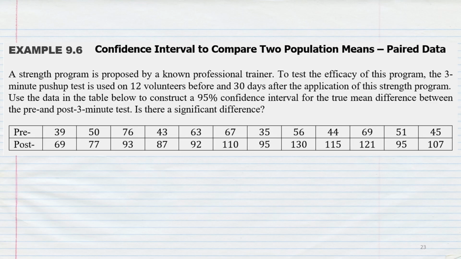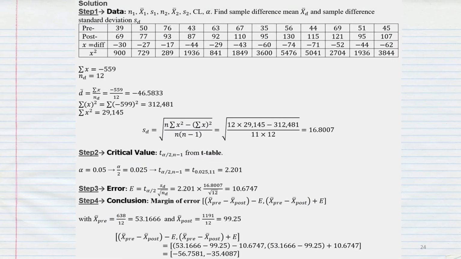Pause the video and try it using the cheat sheet provided in the textbook. Let's use the cheat sheet provided in the textbook to solve statistical problems related to confidence intervals to compare two population means having paired data. Step 1, gather the statistics needed in a tabular format as shown. The first line includes the data pre-treatment, the second line post-treatment, followed by their difference and their difference squared. Calculate the standard difference as shown.